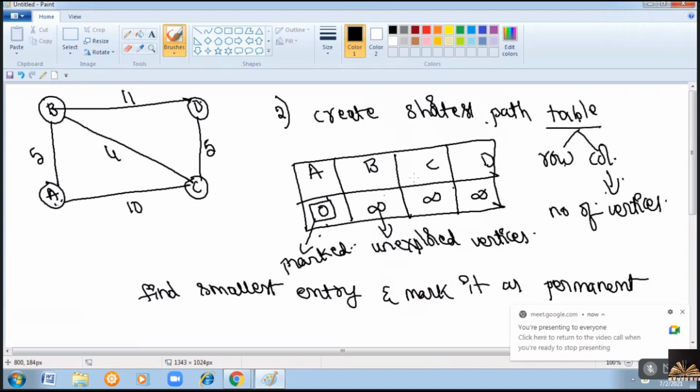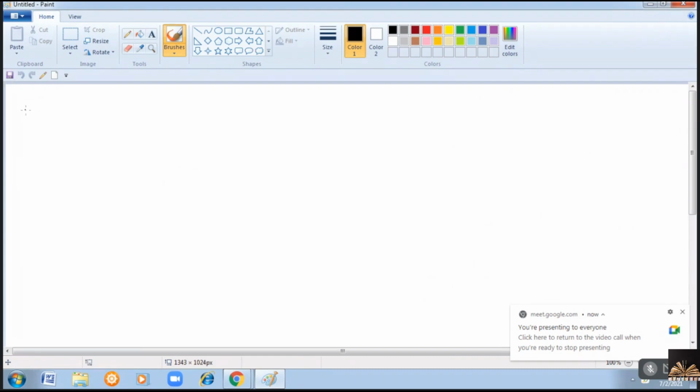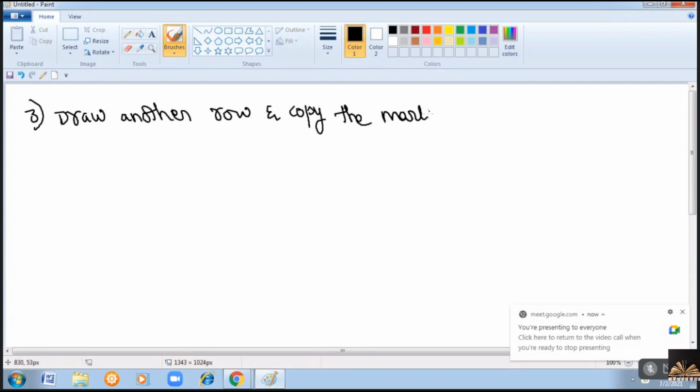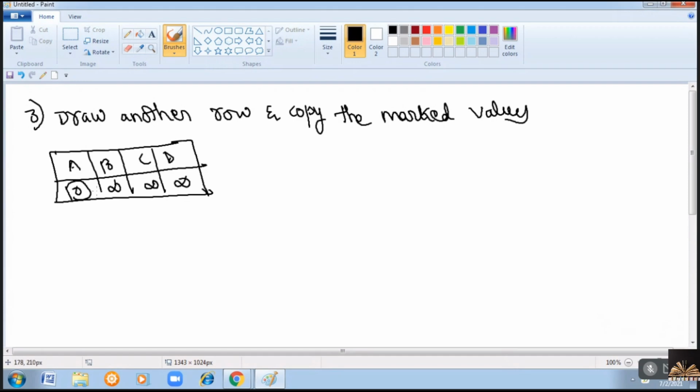Now I'll just erase this mark. Now write the third step. Your third step is to draw another row and copy the marked values. So what is the table we got in the second step? A table with 4 columns, where you have marked 0 as permanent and all the remaining are infinite. Now the third step is you need to draw another row.